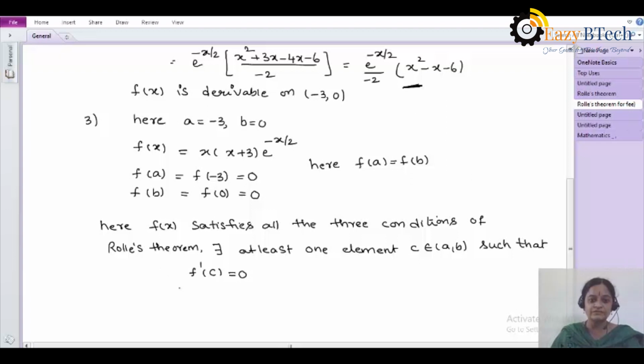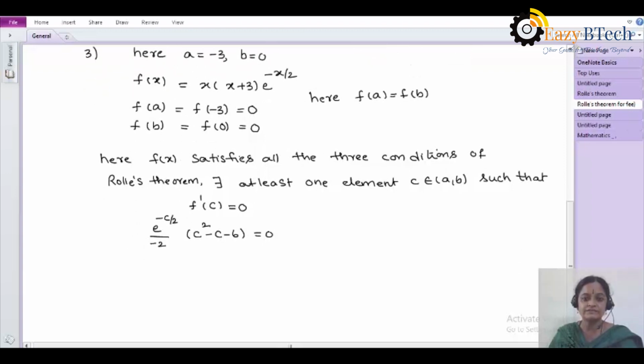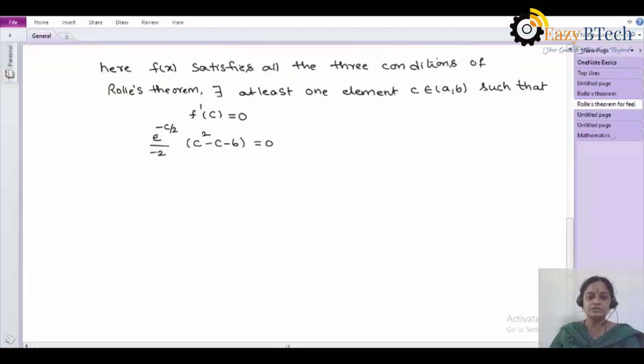So we need the value of f dash of c here. In the place of x, you please substitute the value of c here. E power minus c by 2 by minus 2 c square minus c minus 6 is equal to 0. Simply substituting x as c to get the value of f dash of c here. So now equating to 0, the exponential function need not be equal to 0 here. That means it is not equal to 0. Then equating the second product term to 0.